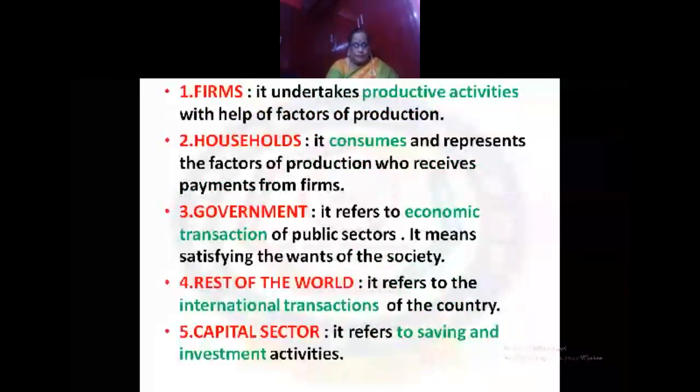Number 1, firms. Firms undertake the productive activities. Thus, they are all organizations which employ the factors of production to produce goods and services. Number 2, households. Households are consuming entities and represent the factors of production who receive payment for services rendered by them to firms. Households consume the goods and services that are produced by the firms.